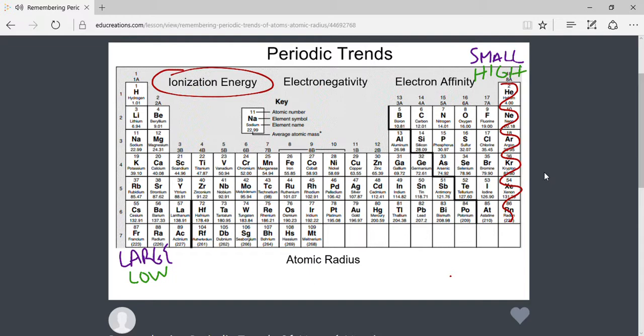Let's circle a few random elements to compare in what we would call ionization energy. We'll circle sodium, aluminum, oxygen, and barium. Let's circle carbon.